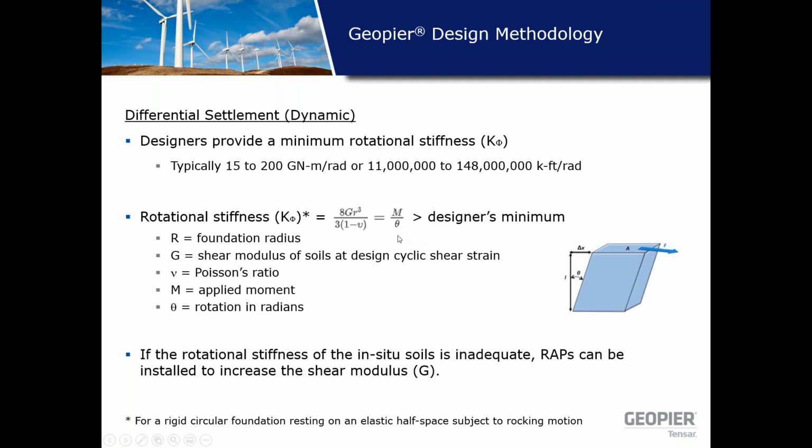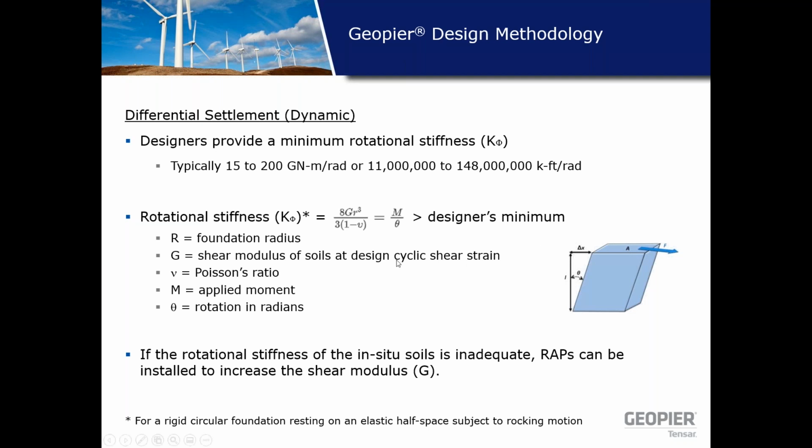So the evaluation using the dynamic approach is a little bit more involved. I'm going to try to walk through it in some detail here. What designers will look for is a minimum rotational stiffness, and that's usually in the range of 15 to 200 giganewton meters per radian, or 11 million to 148 million kip-feet per radian.